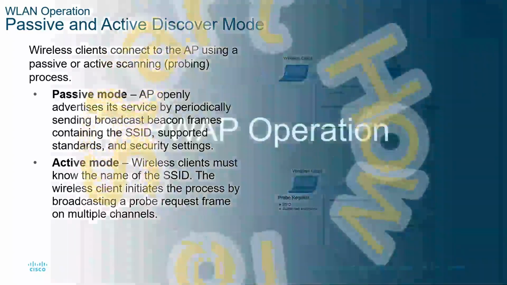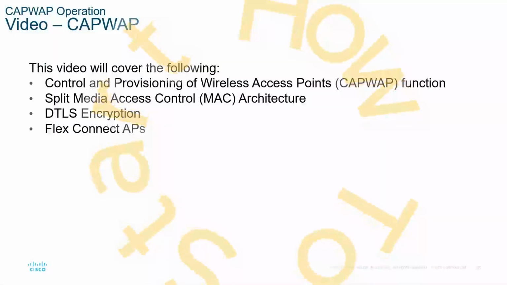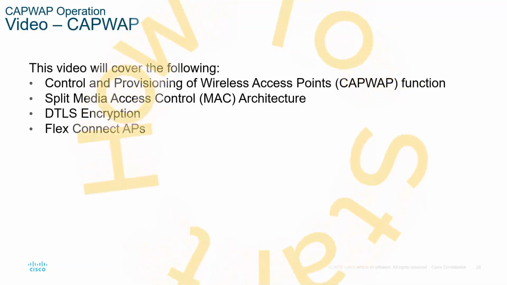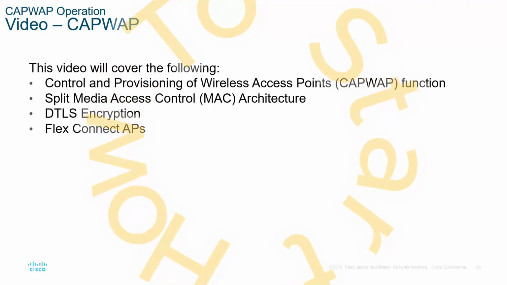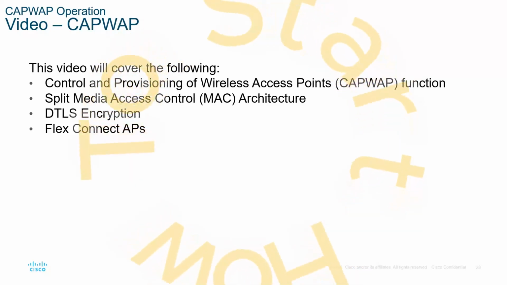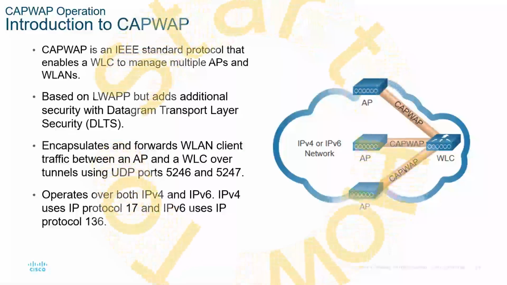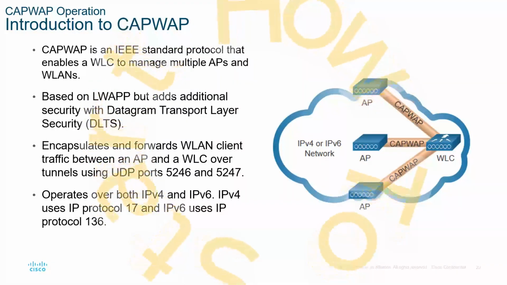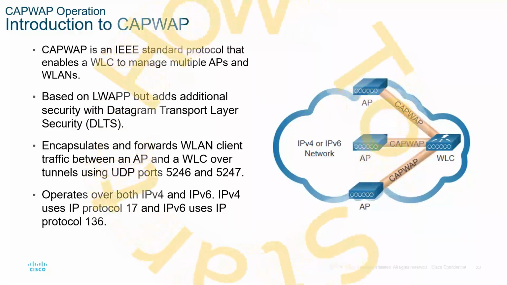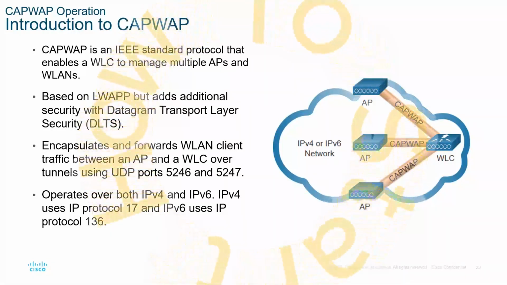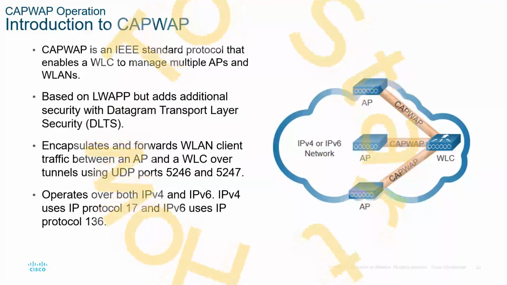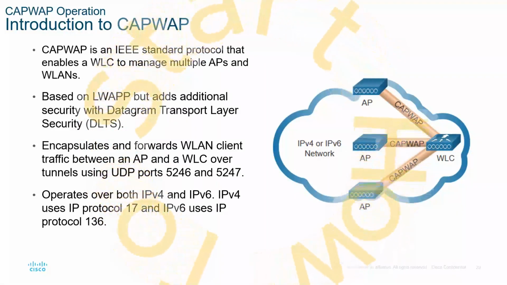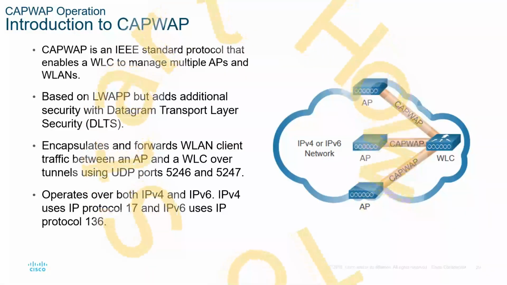So we have our CAPWAP operations. Our CAPWAP is going to be a Control and Provisioning of Wireless Access Points function. We're going to be looking at the architecture, the FlexConnect, and so forth. CAPWAP is an IEEE standard protocol that enables a wireless LAN controller to manage the access points and the overall wireless LAN. So CAPWAP is going to be the protocol that the access points will use to communicate back to the wireless LAN controller.